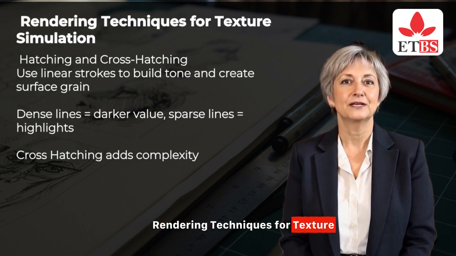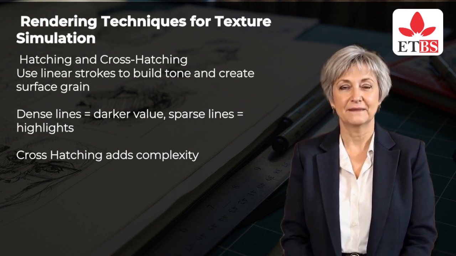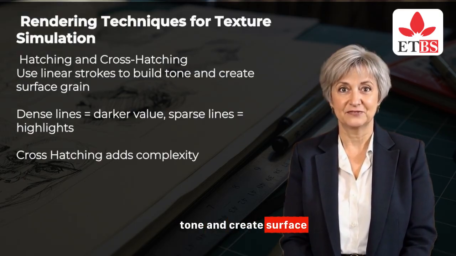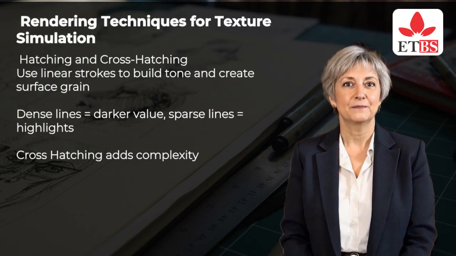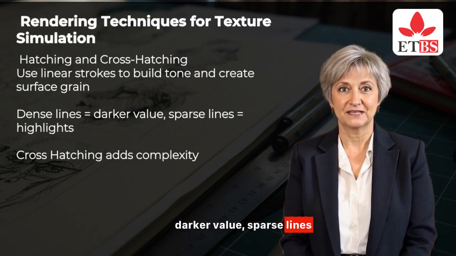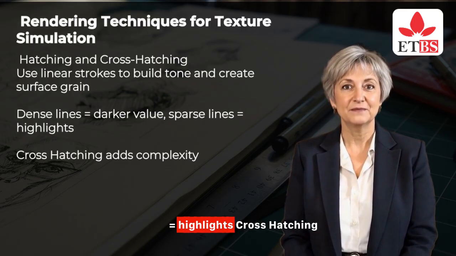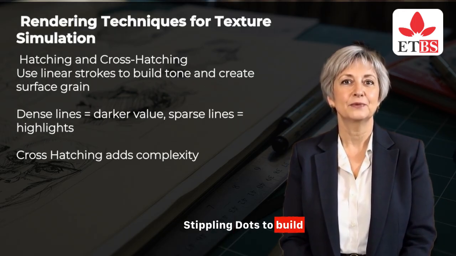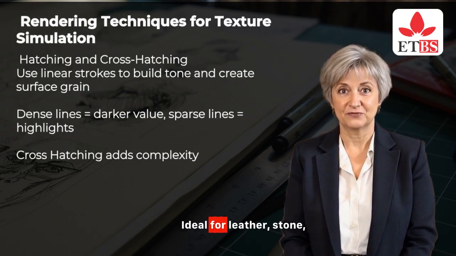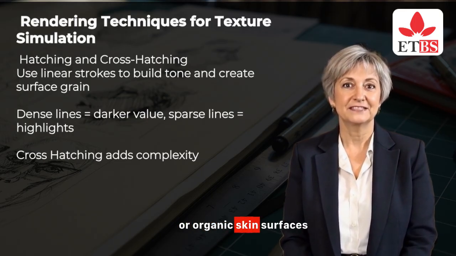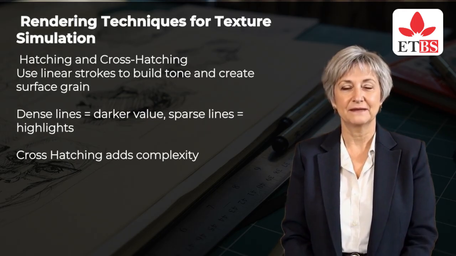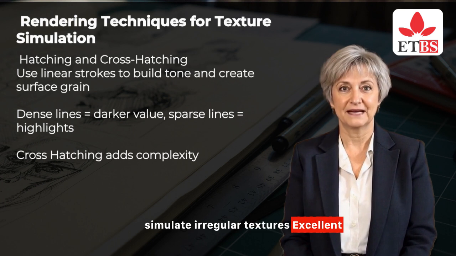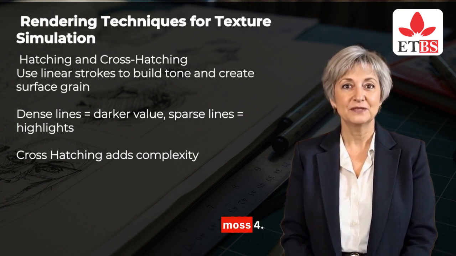Rendering techniques for texture simulation. One: hatching and cross-hatching use linear strokes to build tone and create surface grain. Dense lines mean darker value, sparse lines mean highlights. Cross-hatching adds complexity. Two: stippling, dots to build up value in texture, ideal for leather, stone, or organic skin surfaces. Three: scumbling, controlled scribbles that simulate irregular textures. Excellent for hair, fur, or moss.